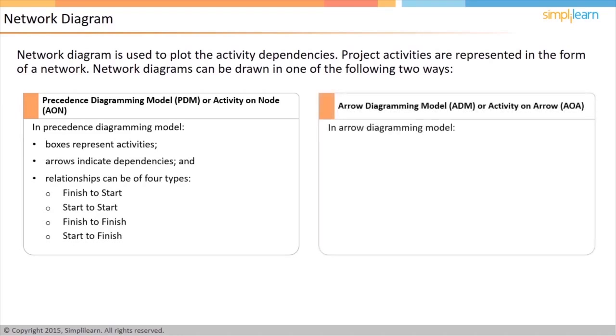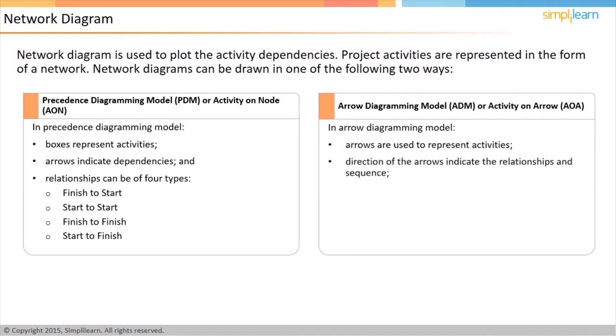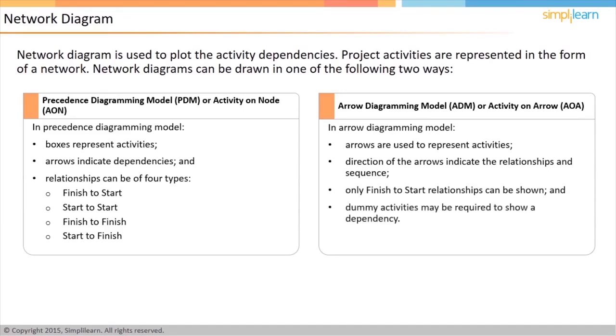In Arrow Diagramming Model, ADM, or Activity on Arrow, AOA, the arrows represent activities. The relationships and sequences can be inferred from the direction of the arrows and linkages between the activities. In such types of network, only finished-to-start relationships can be shown. Such diagrams may need to make use of dummy activities to indicate some dependency between the activities.